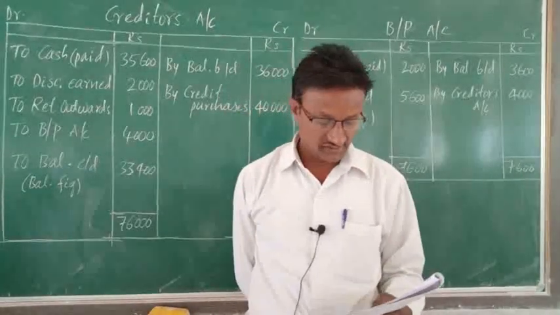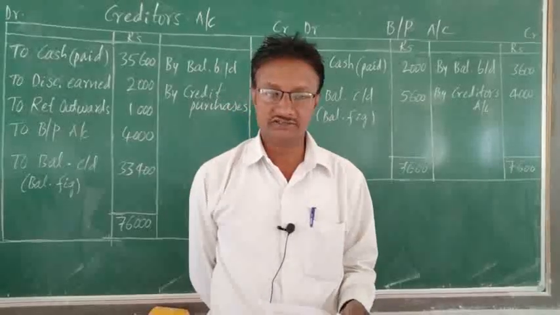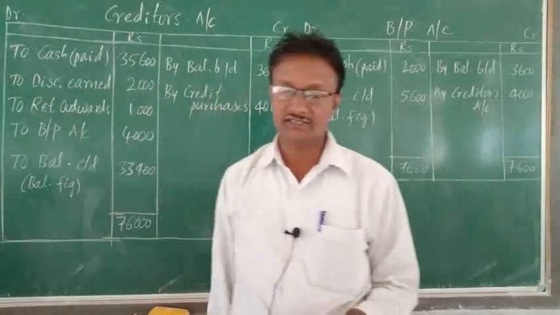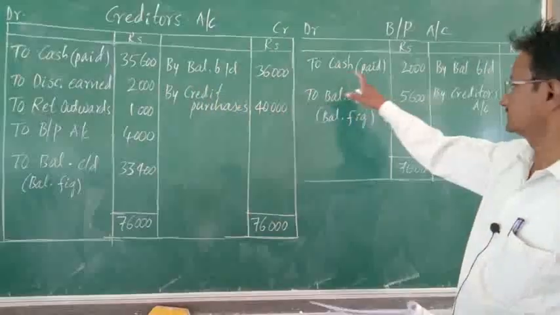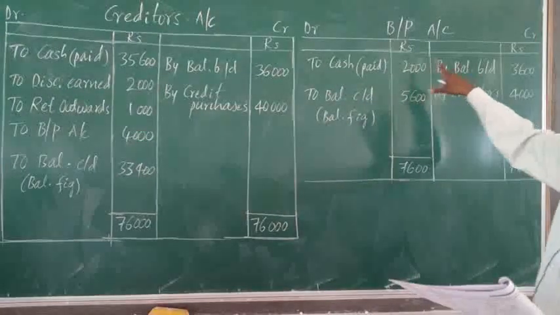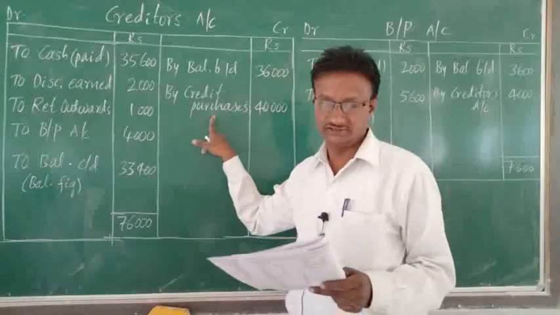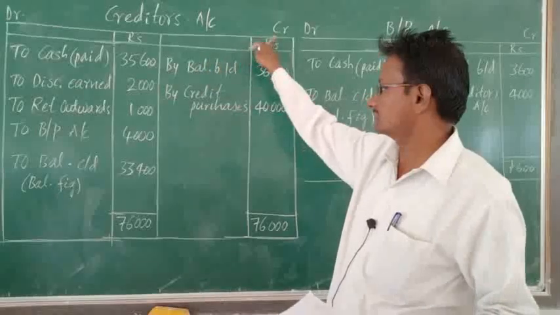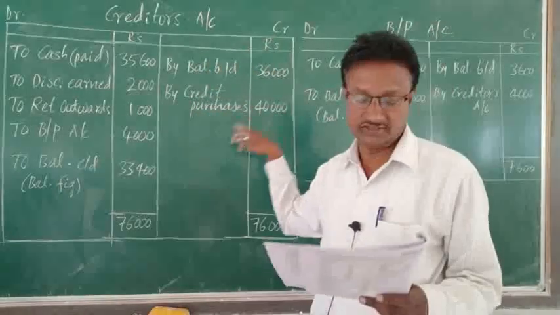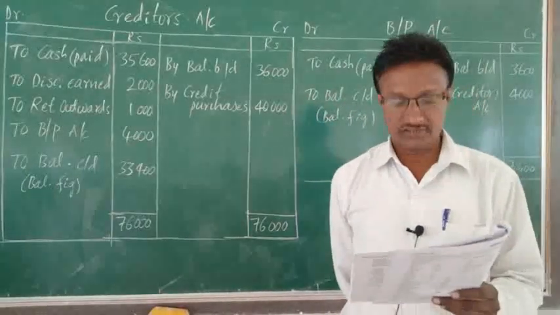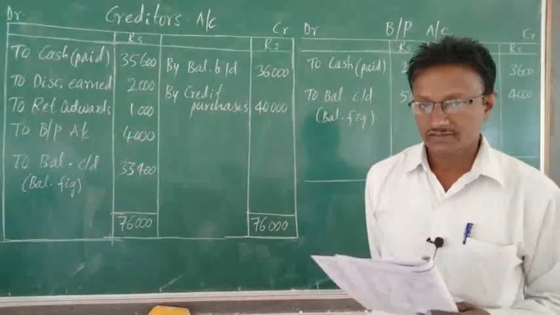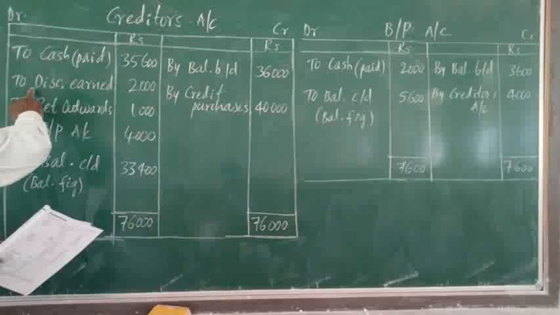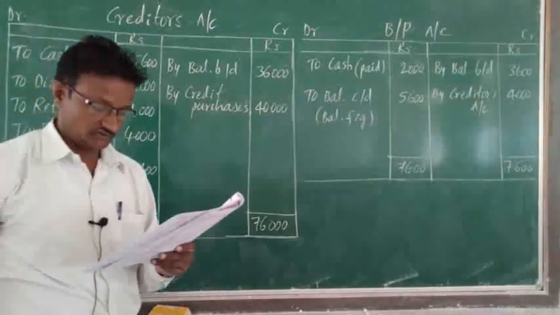Next, see other information given. Here credit purchases is given as 40,000. It should be entered on the credit side of the creditors account, by credit purchases 40,000. Next, discount earned 2,000. It is also entered in the creditors account on the debit side, to discount earned 2,000.